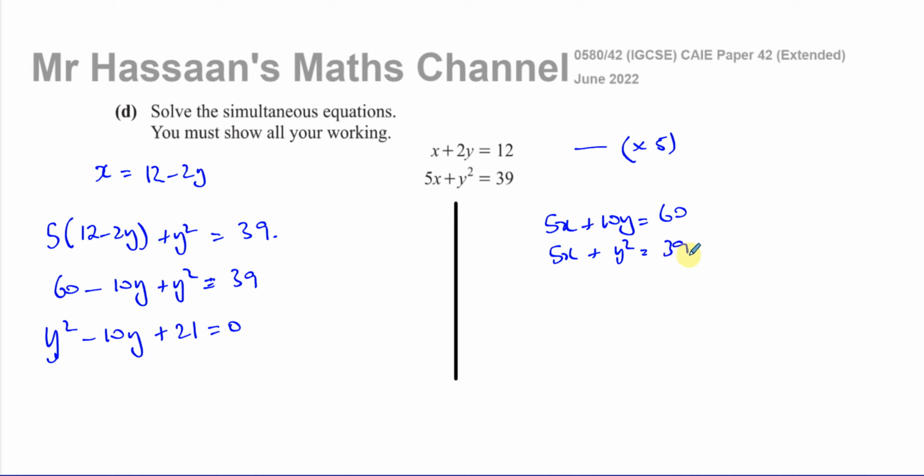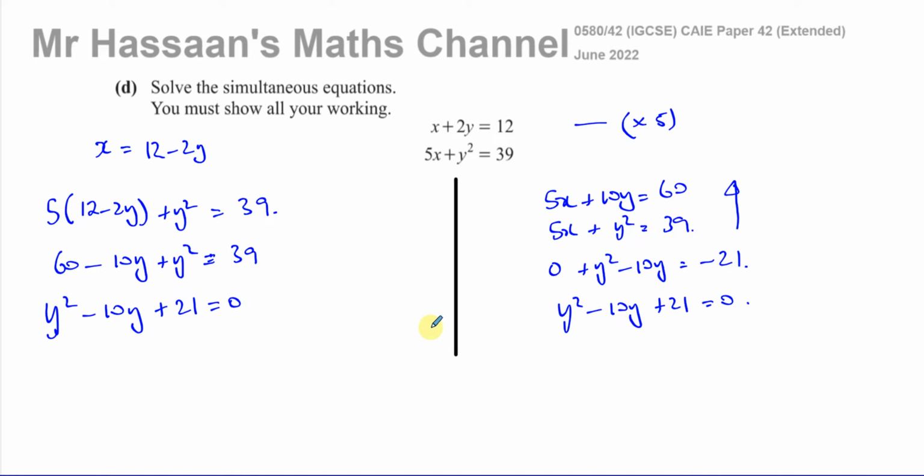So now if you subtract these two equations, and I'm going to subtract them this way, then you have 5x minus 5x, which is 0. You have y squared minus 10y, which you can't do anything with, so you can just write y squared minus 10y, and you have 39 minus 60, which is minus 21. So you end up with y squared minus 10y plus 21 equals 0. So either way, you end up with this equation, y squared minus 10y plus 21 equals 0.